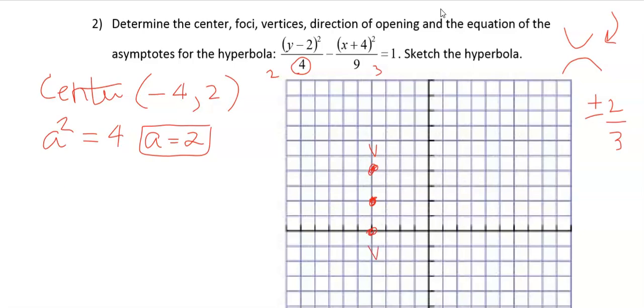And watch this for the b squared. b squared is the number under the negative term. So in this case, it's 9, so b is equal to 3. I'm just going to show you really quickly now how easy it would be to graph this. And remember, the b is the distance from my center to my co-vertices. Now, in this case, it's left and right. So I go 3 to the right, and I go 3 to the left. Now, remember, you can write down these coordinates as you're plotting these points. It's very, very simple. But there's one co-vertex, and there's the other co-vertex.